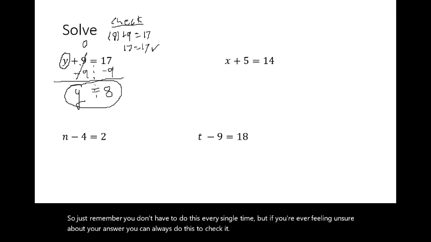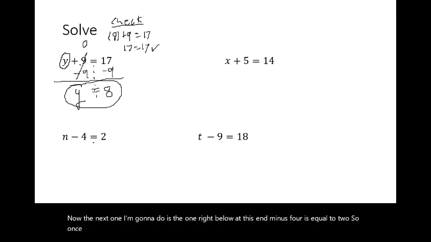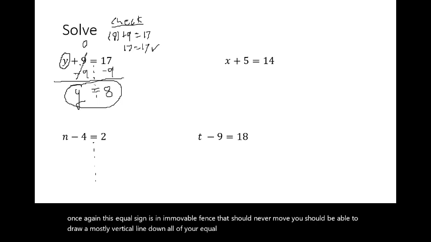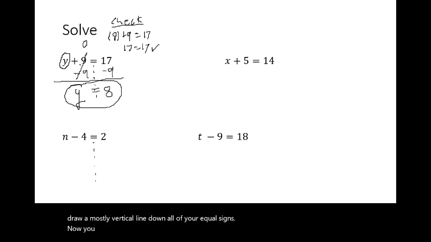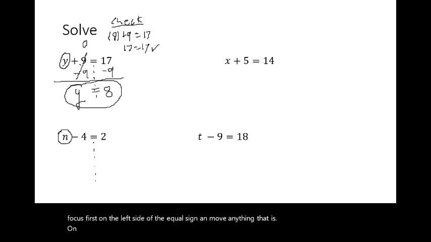Now the next one I'm going to do is the one right below it. This n minus 4 is equal to 2. So once again, this equal sign is an immovable fence that should never move. You should be able to draw a mostly vertical line down all of your equal signs. Now, you next locate the variable. The variable is over here on the left side of the equal sign. So you're going to focus first on the left side of the equal sign and move anything that is on this left side of the equal sign over to the other.